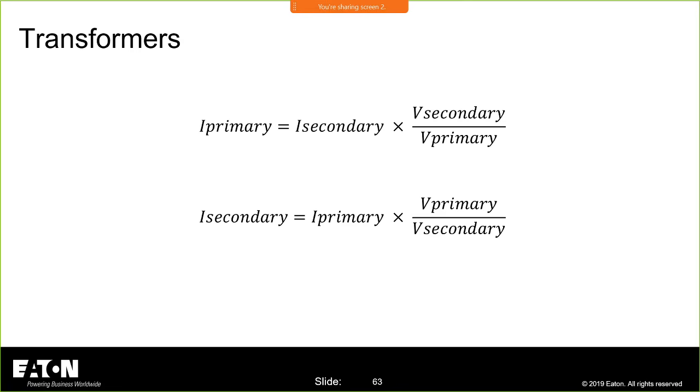These are the equations that you're going to want to know and memorize for a lot of different applications.